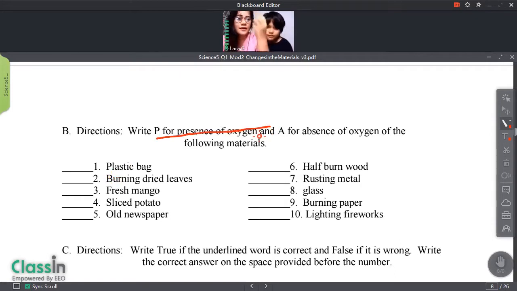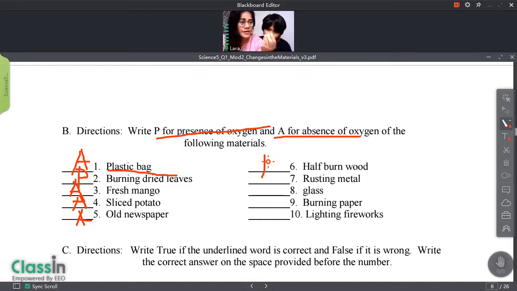Burning dried leaves, P. Fresh mango, A, because it is still fresh, it has not rotted. Sliced potato, A. Old newspaper, P. Half-burned wood, A.